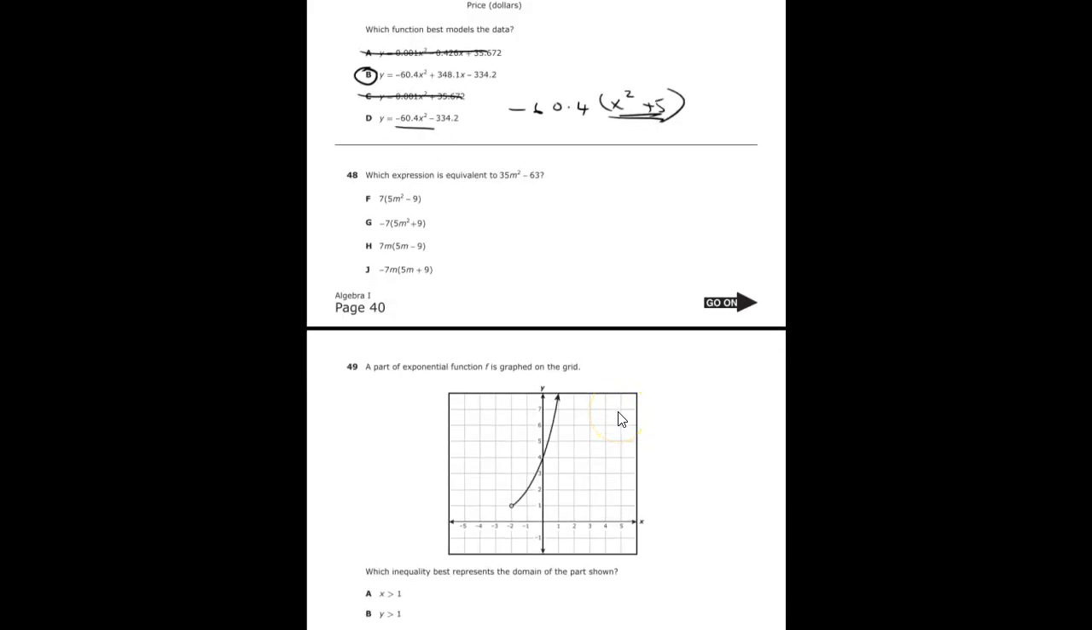Which expression is equivalent to this? So I'm going to factor out 7. Then this is 5m squared minus 9.